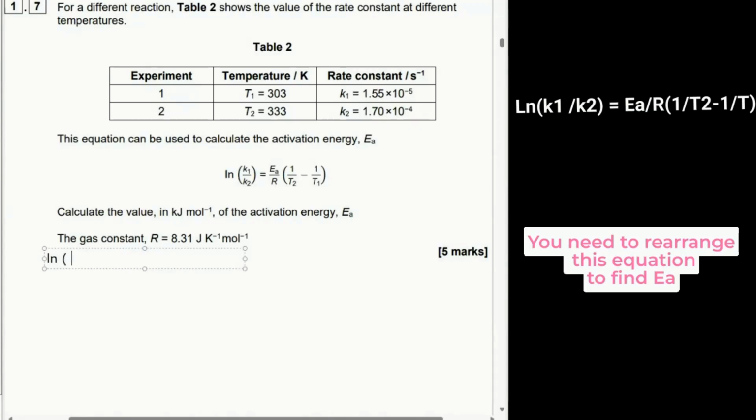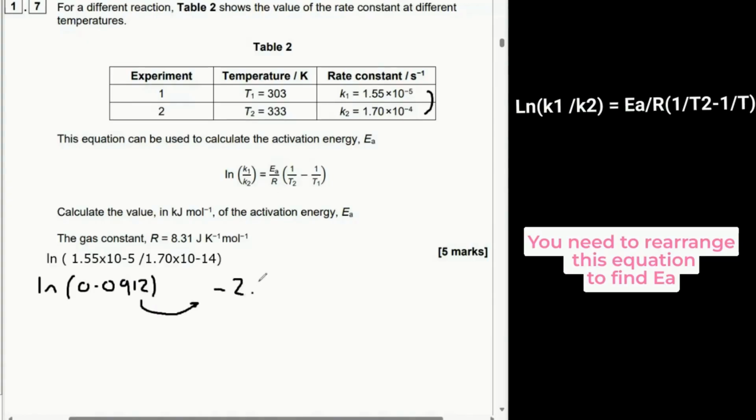So what I'm going to do is first of all simplify by carrying out ln K1 divided by K2. So I want to do 1.55 times 10 to the minus 5, which is K1 in our data table, and divide it by 1.7 times 10 to the minus 14. And if you do that, you're going to get ln 0.0912. Now, I want to get rid of the ln. I basically want to carry that out, and I'm going to get minus 2.39 once you do ln 0.0912 on your scientific calculator.